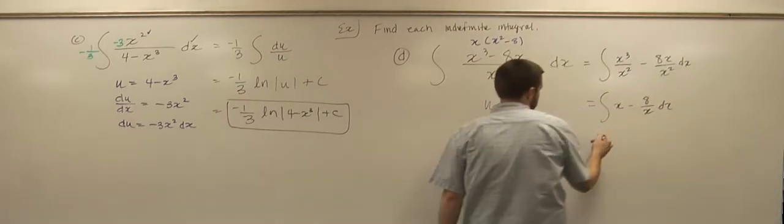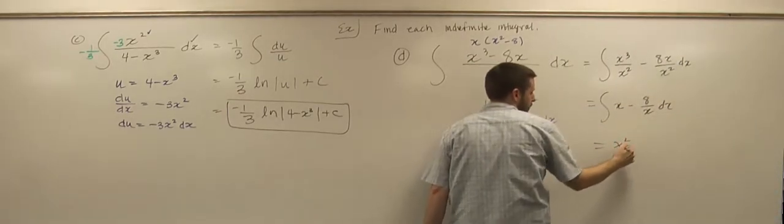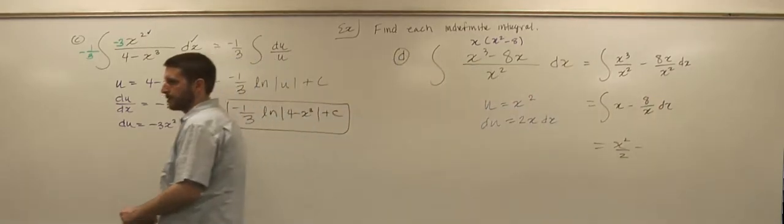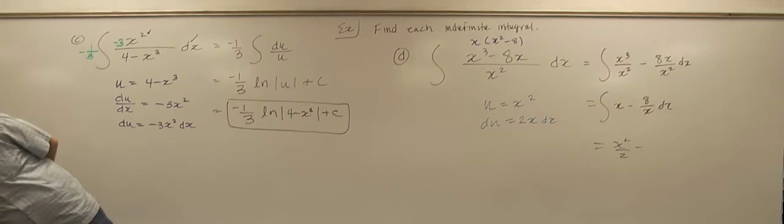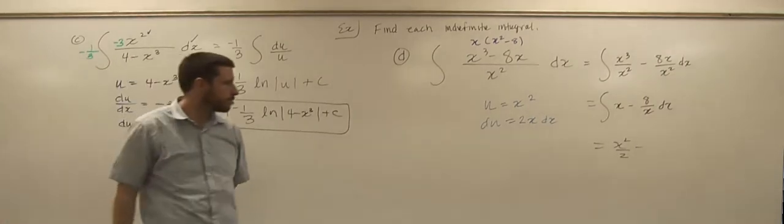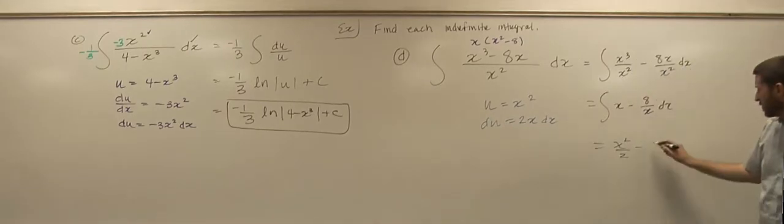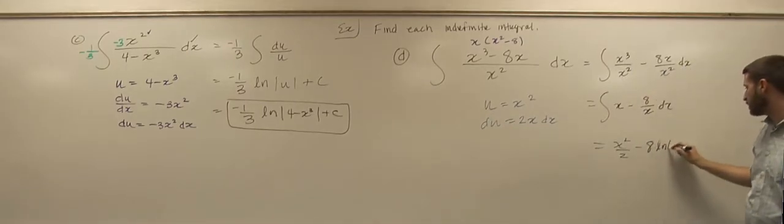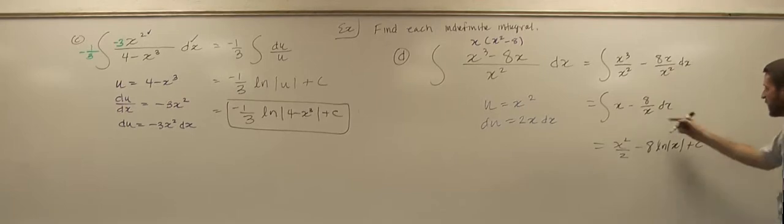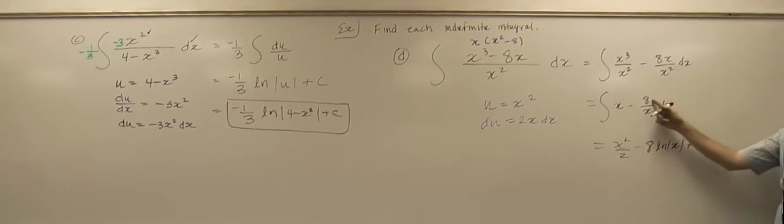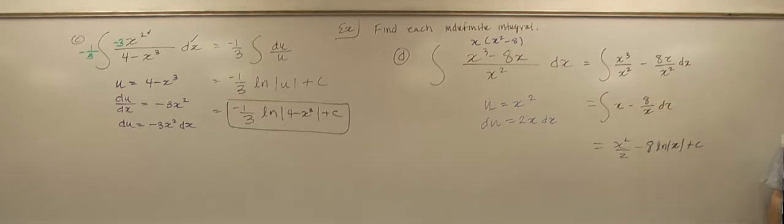And each of these is pretty simple, right? x becomes x squared over 2. What about minus 8 over x? What's the integral there? 8 ln x, 8 ln absolute value x. The 8 is a constant multiple, so it just tags along. This is a constant multiple of 1 over x.